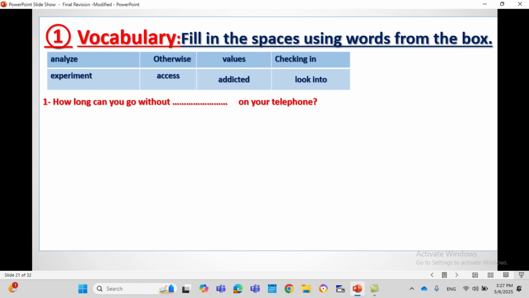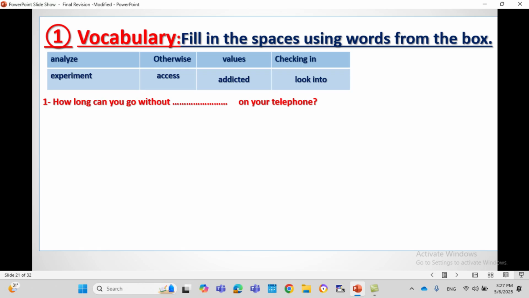We have experiment, and it's a known word. We have this word which is access, and the word access means the right or ability to use something. We say access to the internet. For example, you don't have access to enter this room, it's only for the staff. Means you are not allowed or you cannot enter here. So again, access means the right or ability to use something.